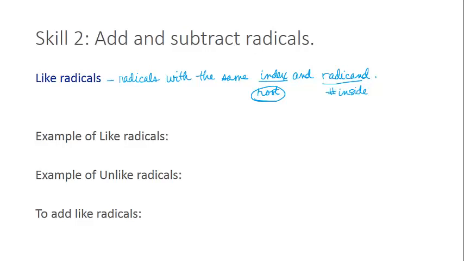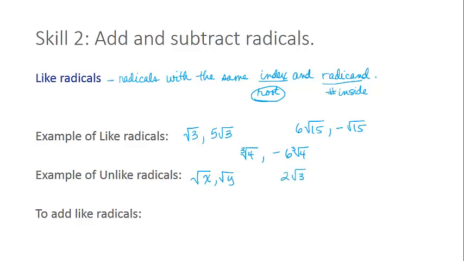So some examples of like radicals would be the square root of 3 and 5 on the square root of 3, or 6 on the square root of 15 and negative square root of 15, or cube root of 4 and negative 6 cube root of 4. Things that are not like radicals would be something of the form square root of x and square root of y, or 2 square root of 3 and 3 square root of 2, or square root of 3 and cube root of 3. Right, those don't have the same index.